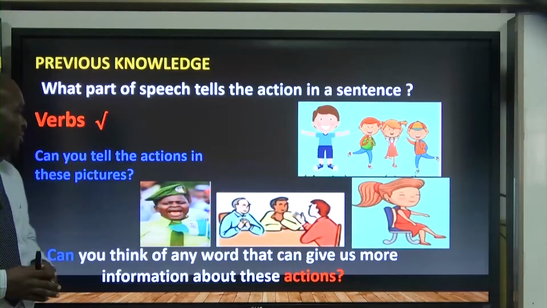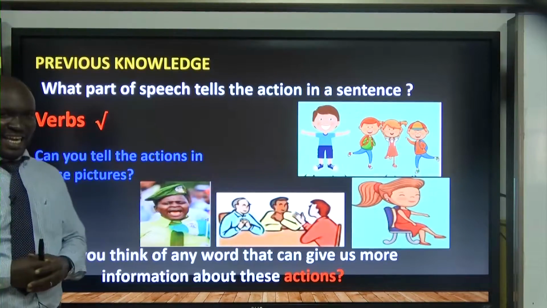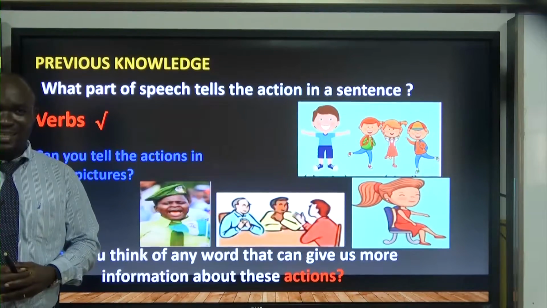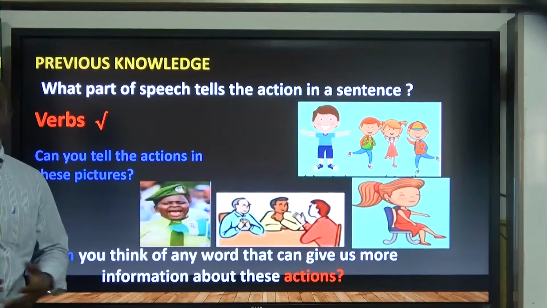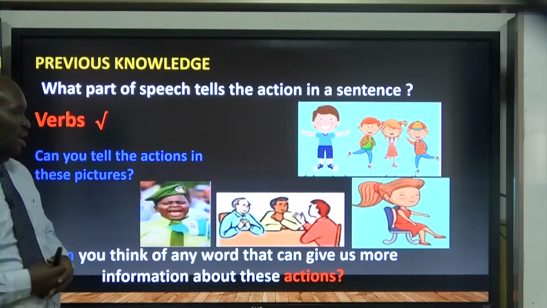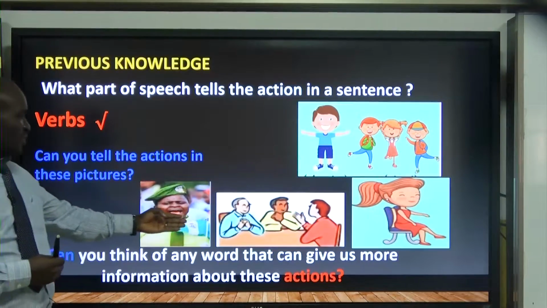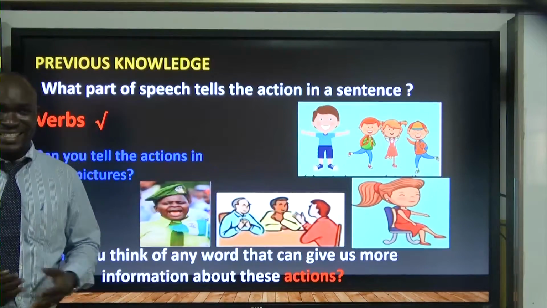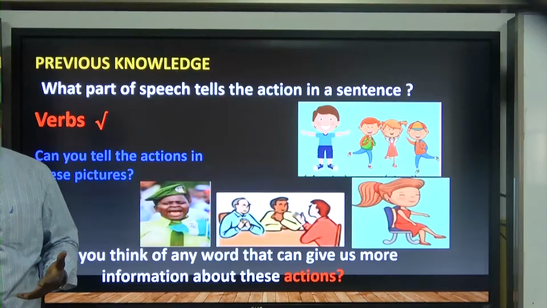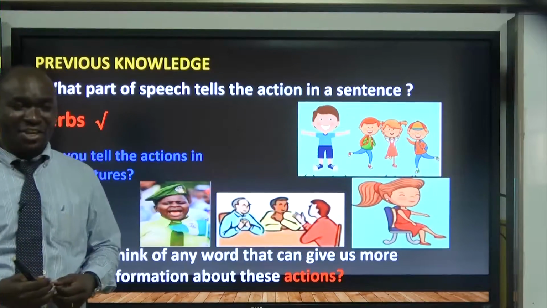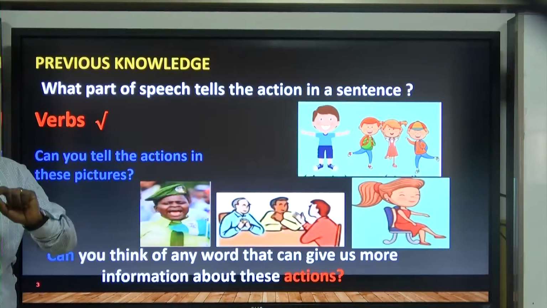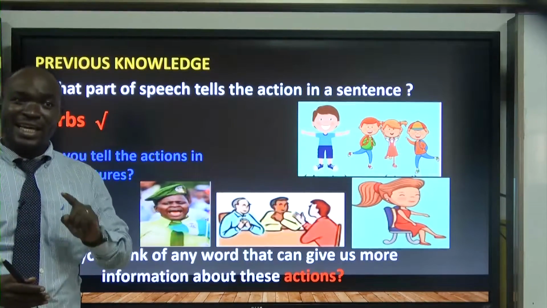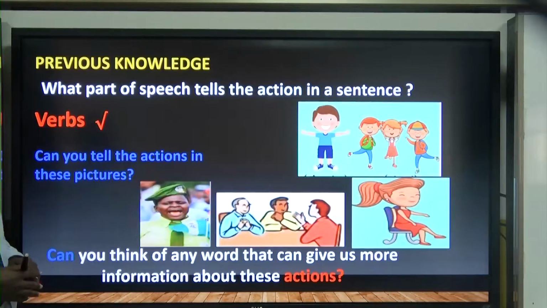Think about it. Okay, we have a girl singing. How is she singing? What is she singing? Where is she singing? Okay. We have people discussing. How are they discussing? Where are they discussing? All these, if you can find the answers in you, you would be very close to understanding what we are discussing today. And that is adverbs.